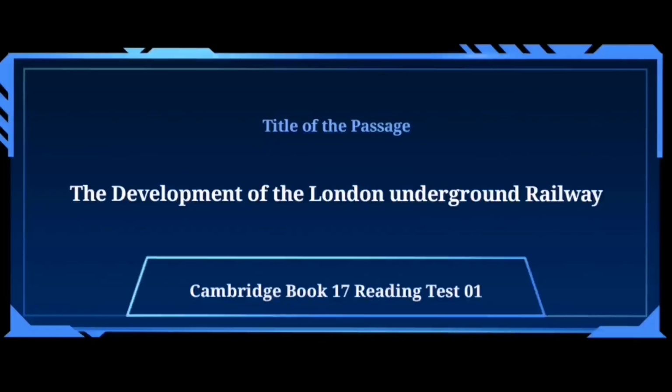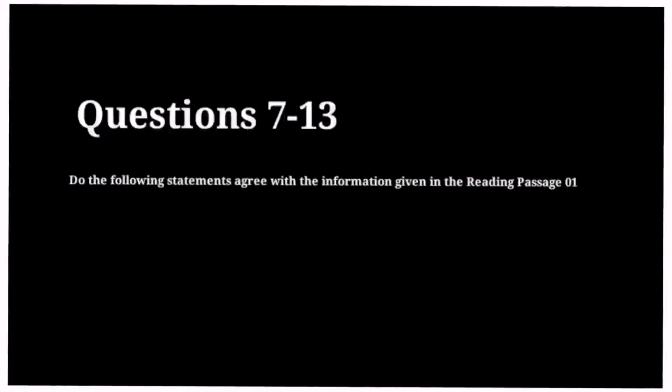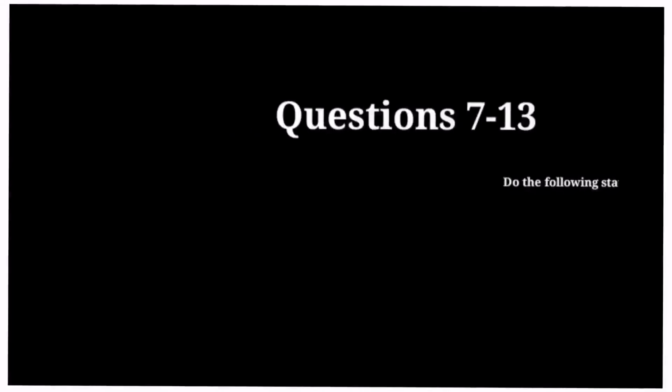So let's start today's video. First of all, we have to read the title of the passage, and the title of the passage is the development of the London Underground Railway. It means that passage 1 is about the development of the Underground Railway in London, and London is the capital of the UK. Questions 7 to 13. Do the following statements agree with the information given in reading passage 1?